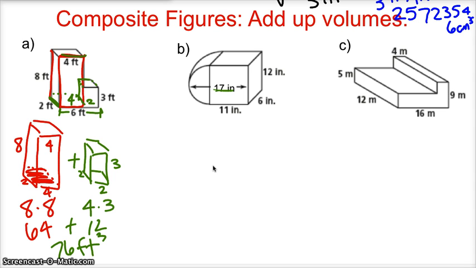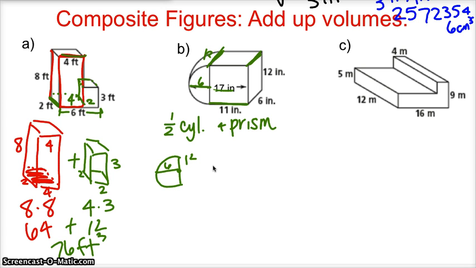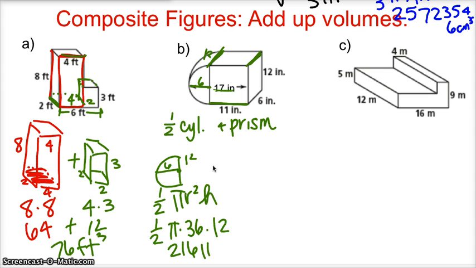Similar for the other two. For letter B, we're dealing with half of a cylinder, and we're adding it to a prism. So that cylinder has a radius. The 17 goes all the way across. The 11's from here to here, so that piece has got to be 6. And then how far back does it go? It matches up in the prism, so I'm going to say that that back depth, or that height, is 12. 1/2 pi r squared h, 1/2 pi times 36 times 12, and I got 216 pi.